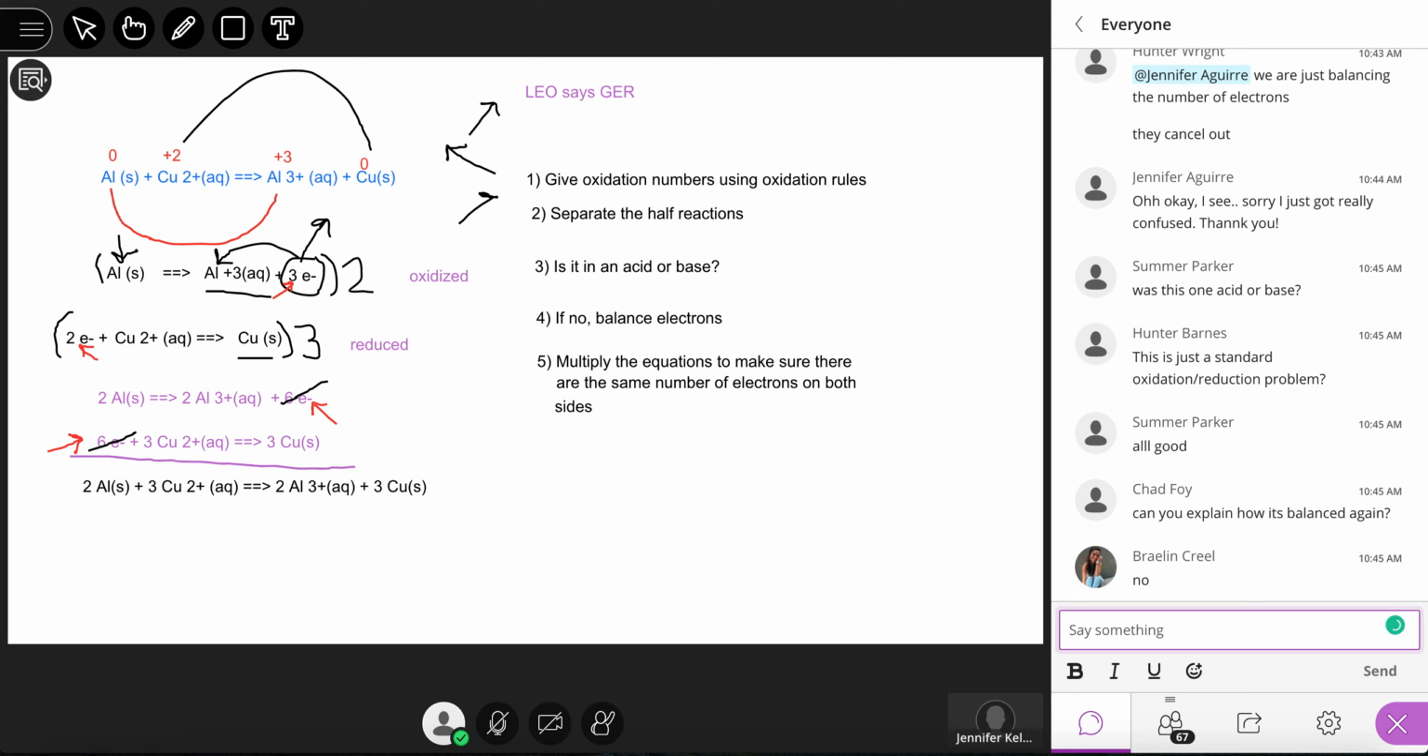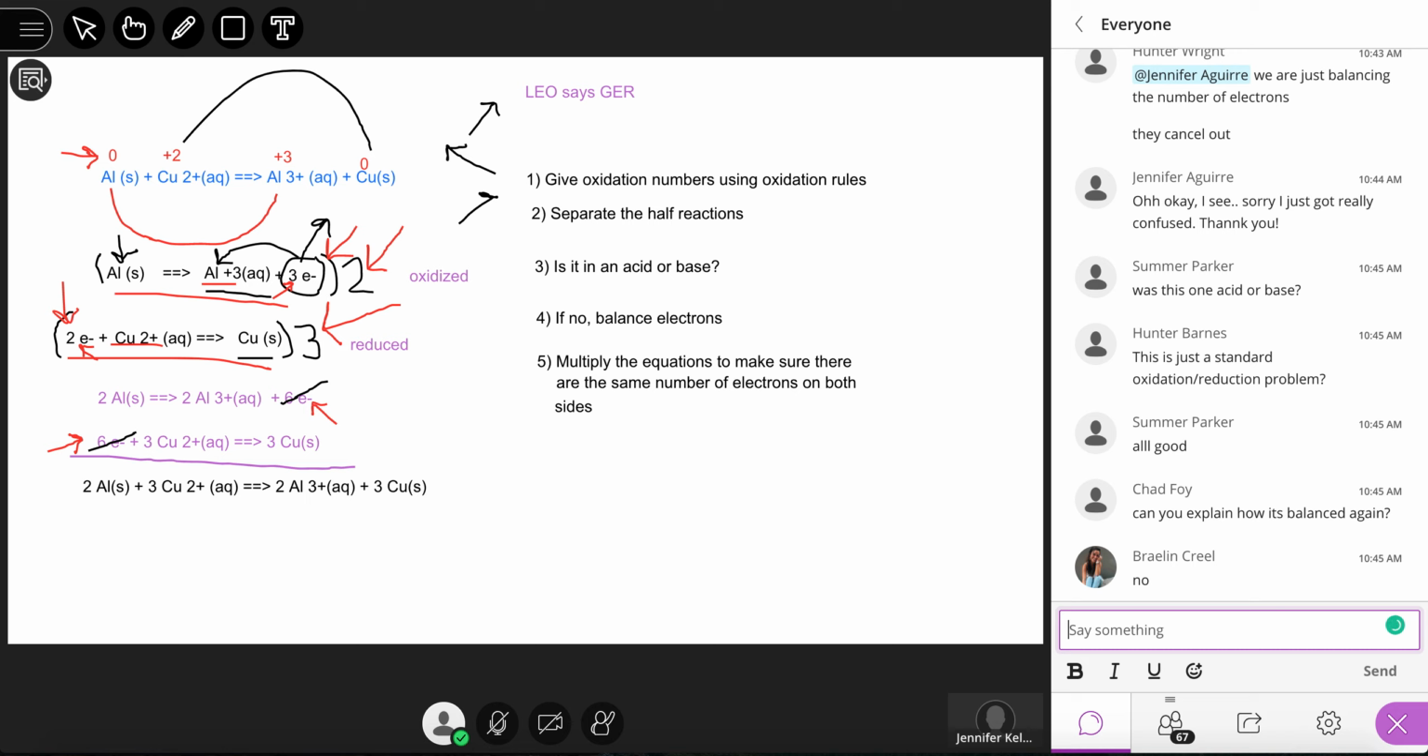Sure. Okay. So how this one's balanced, first you give it oxidation numbers like we did up here. Then you separate it into half reactions like we did here and here. The aluminum was +3, so I had to add 3 negatives, and that would be 3 electrons. The copper was +2, so I had to give it 2 electrons. And then I have to multiply them so that both sides have the same number of electrons. So 3 times 2 is 6.